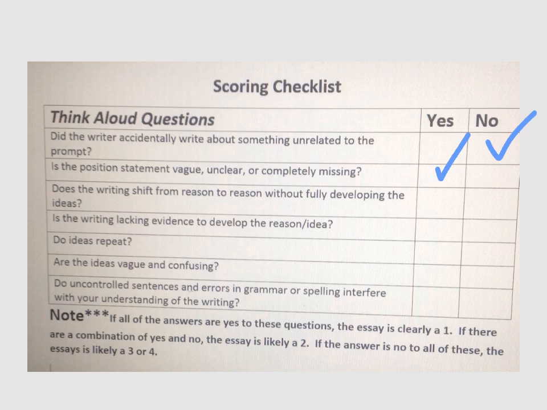Next question, does the writer shift from reason to reason without fully developing the ideas? Yes. Is the writing lacking evidence to develop the idea or reason? Yes. Do ideas repeat? No. Are the ideas vague and confusing? Some ideas are. Do uncontrolled sentences and errors in grammar or spelling interfere with your understanding of the writing? Yes. So if you look at this score sheet, you notice that most of the answers are yes to the questions, so the score would be a score point 1.